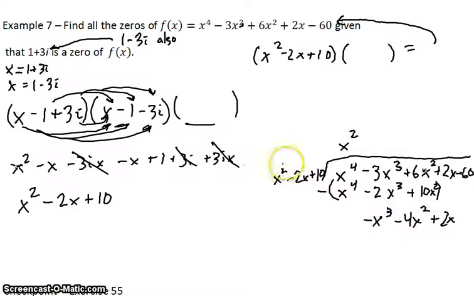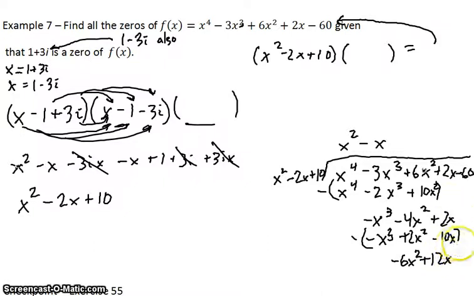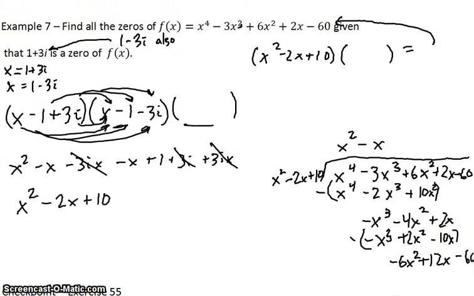I'm going to divide this x squared into negative x cubed to get a negative x. This becomes a negative x cubed plus 2x squared minus 10x. And I'm going to subtract all of this again to get negative 6x squared plus 12x. I'm going to carry down the next term, which is a negative 60.